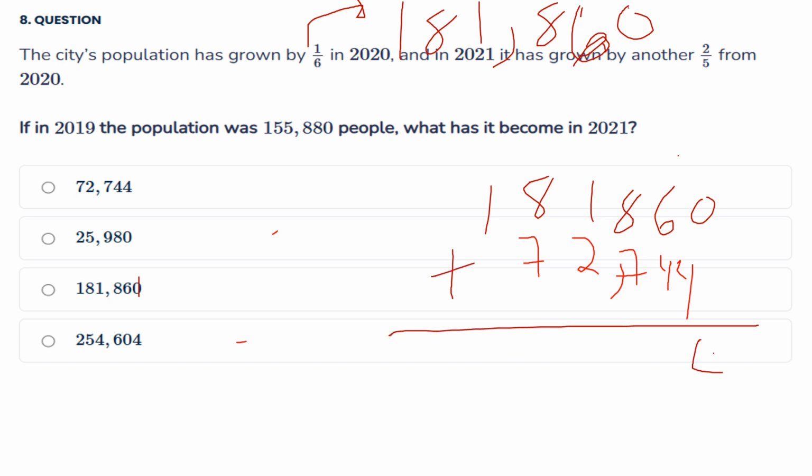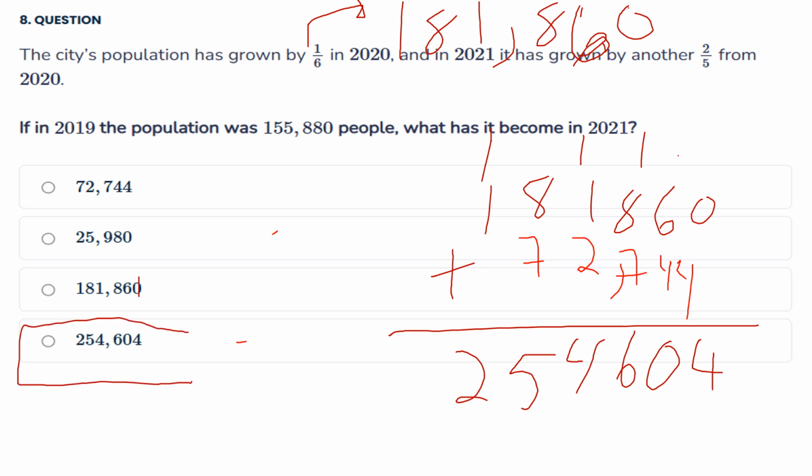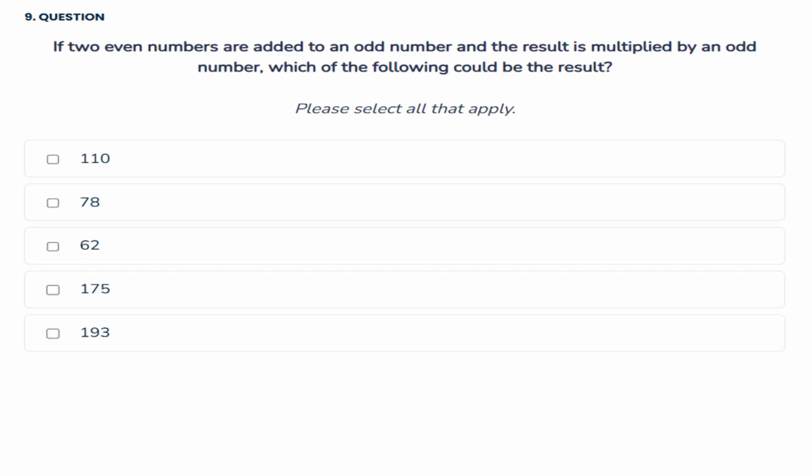That gives you 4, 0, carry the 1. 1 plus 8 is 9. 9 plus 7 is 16. Carry the 1. 1 plus 1 is 2. 2 plus 2 is 4. 8 plus 7 is 15. Carry the 1. So our answer is 254,604.